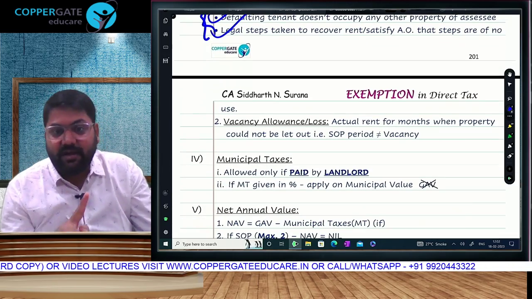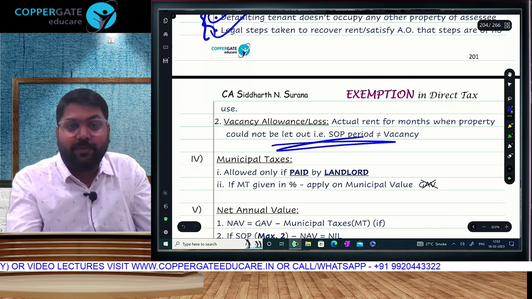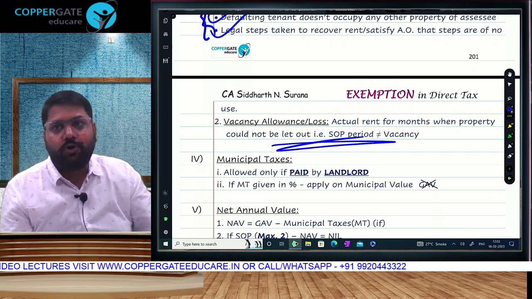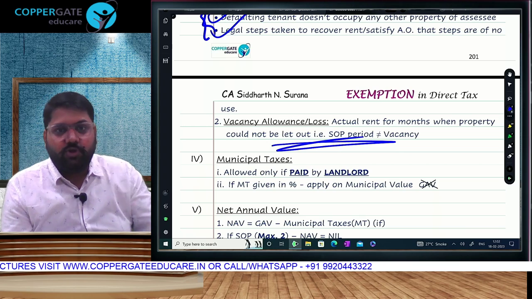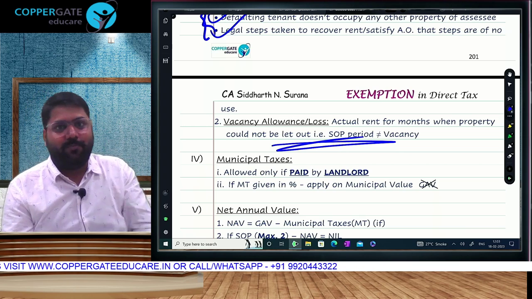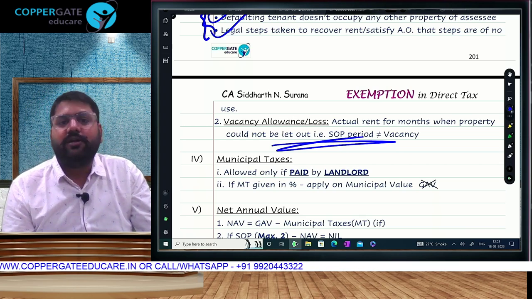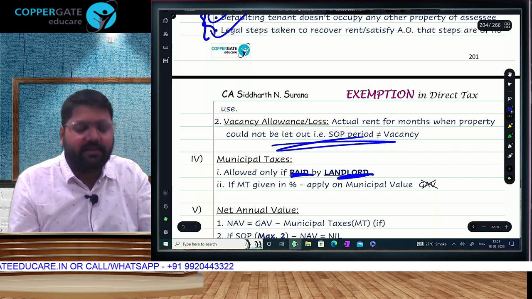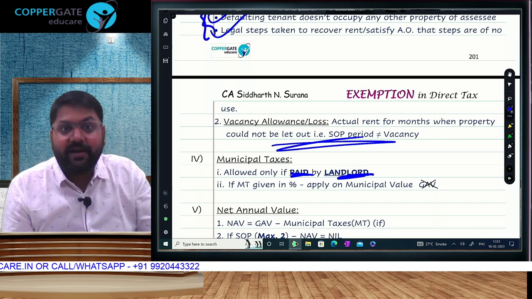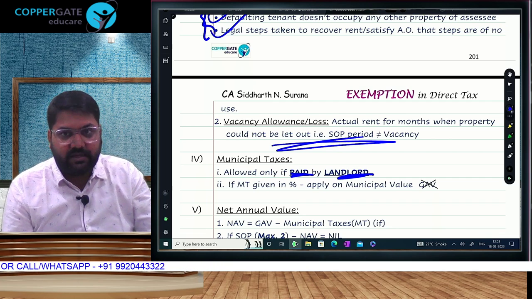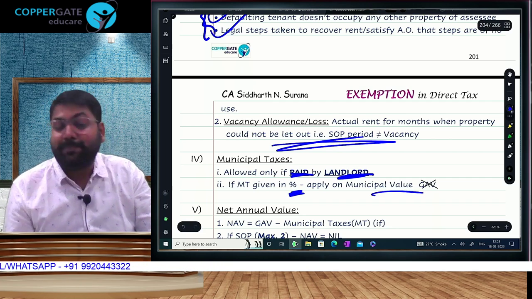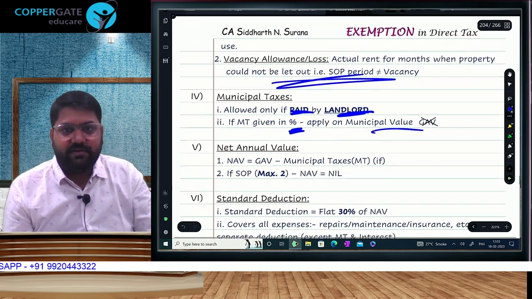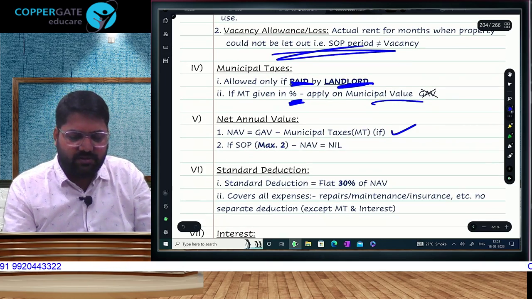And vacancy period, when we are adding, that means only that period for which the property was locked, unoccupied. So if there is some period for which you occupied the property, that will not be counted or included in the vacancy. Step number two, municipal tax is only if paid and paid by the landlord. So if unpaid or the tenant has paid, so no deduction. And if it is given in percentage, then don't apply on GAV, apply on municipal valuation. NAV is very simple, GAV minus municipal taxes.